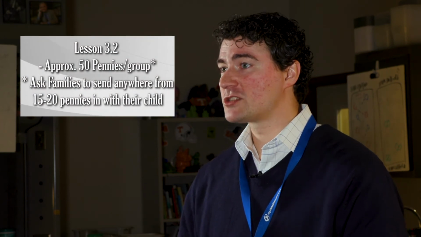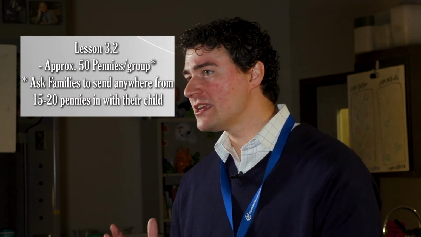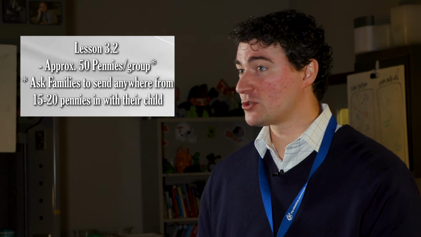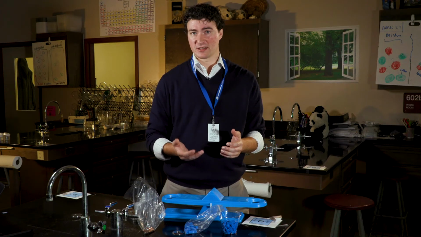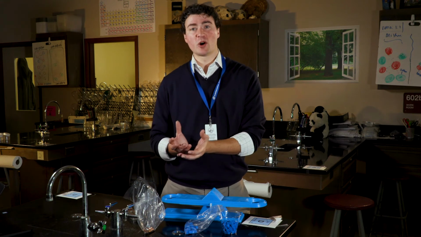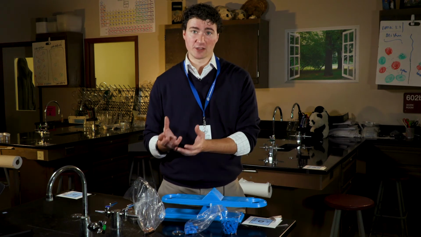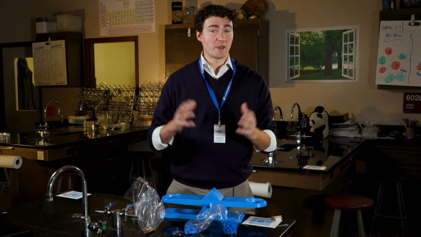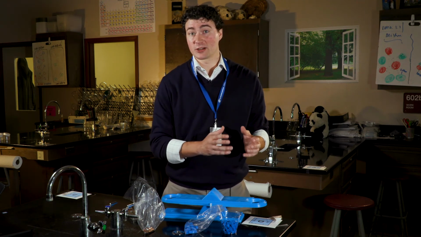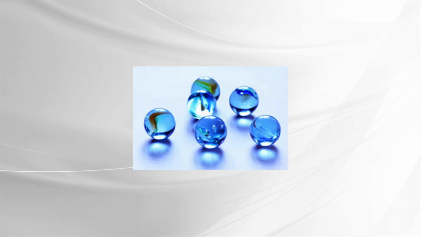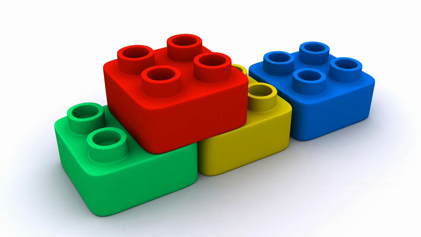Lesson 3.2 calls for about 50 pennies per small group. And it's recommended to ask families if they could send between 15 and 20 pennies in with their student in the days leading up to this lesson to ensure that each small group of students has enough pennies for the group. If pennies are not available for whatever reason, any uniform set of identical objects could work as well, such as marbles or building blocks, etc.